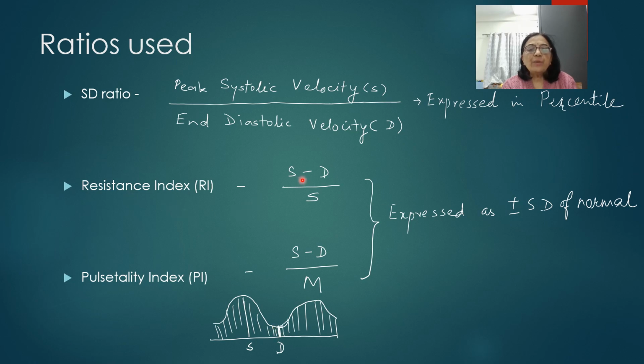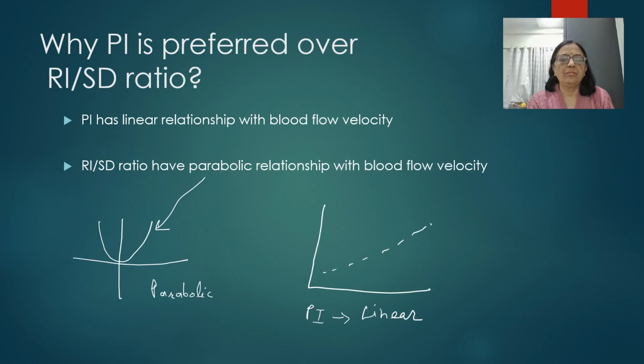Resistance index is S minus D upon S. Pulsatility index is S minus D upon M, the mean or average. This mean or average we get with the help of a computer, so it is a computer generated mean or average. Resistance index and pulsatility index are usually expressed as plus minus standard deviation of the normal, whereas SD ratio is expressed as percentile.